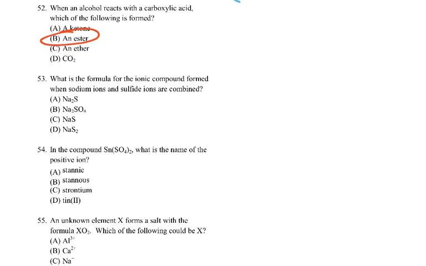What's the formula for the ionic compound formed when sodium ions and sulfide ions are combined? So we know sodium is Na+, we know sulfide is 2-, so I'm going to need to have 2 sodiums to balance out the charge on the S2-. I'm looking for Na2S, answer A.